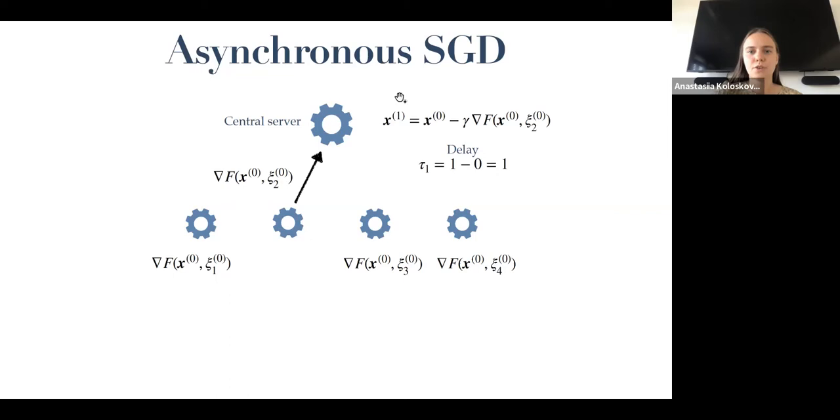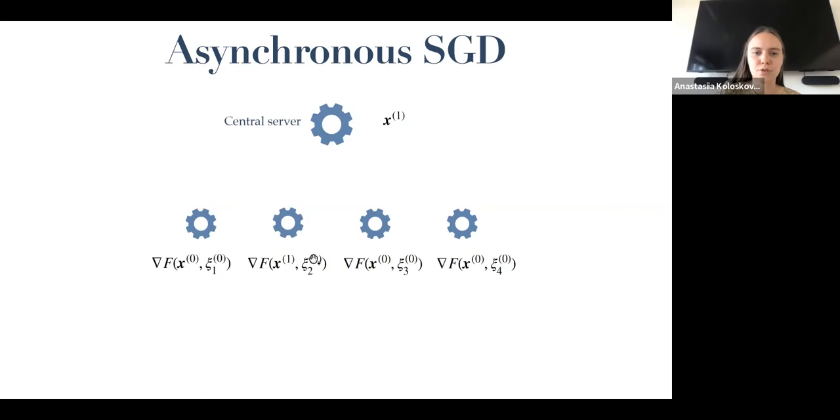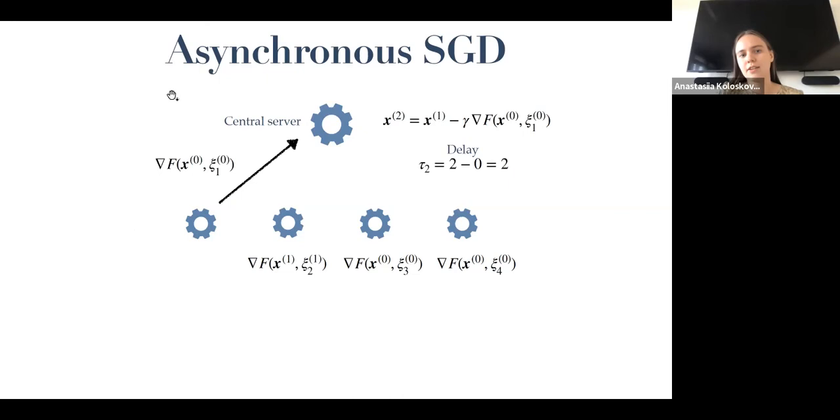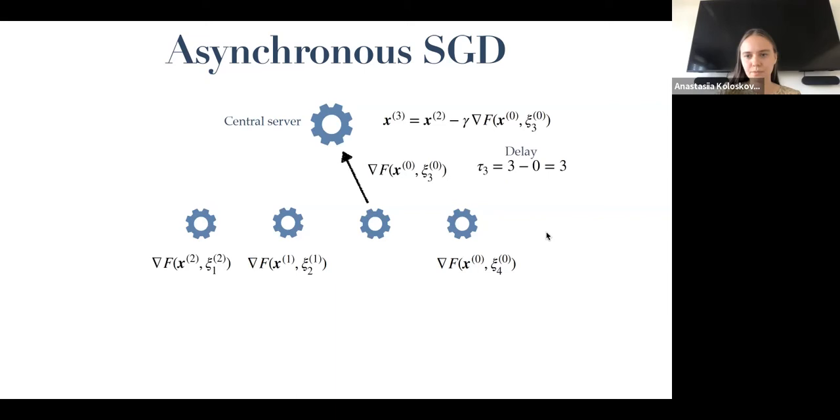So the central server updates its parameters and sends them back. And this node, which is now free, samples a new data point and computes a new gradient at the new point. Let's say this node finishes computing next. So it does the same. Now you have delay equal to two, because you applied at iteration two a gradient from iteration zero, and so on. Next, a third node finishes computing. So now you have delay equal to three.